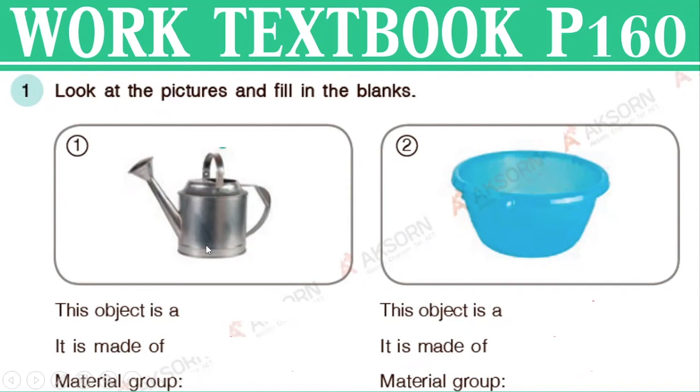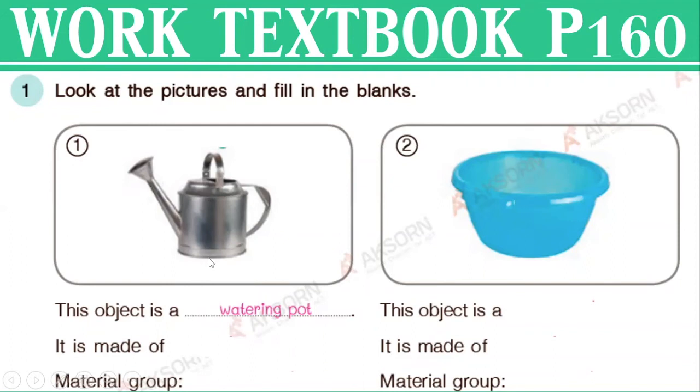Picture 1, picture 2. Okay, this object, what is it? Do you know what is it? How we call this object? It's a watering pot. Repeat after me, please. Watering pot. Watering pot. Yeah? It is made of, what kind of material is it made of? It's made of metal, right?